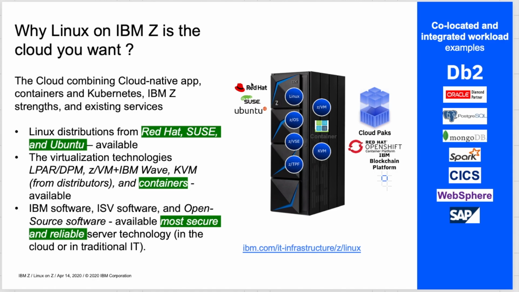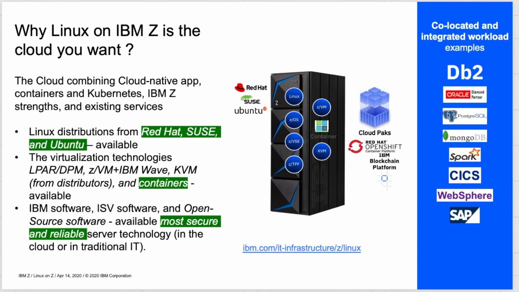Now we have all seen that during the pandemic work from home became the norm. Virtualized machines then paved the way for a smooth transition. Not only do you get compute power from VMs, but also access to the organization's environment remotely. Virtualization technology like LPAR, KVM, and containerization is available on IBM Z systems with Linux. The IBM software, ISV software, and open source software are available on these IBM Z systems with Linux. This is the most secure and reliable server technology.